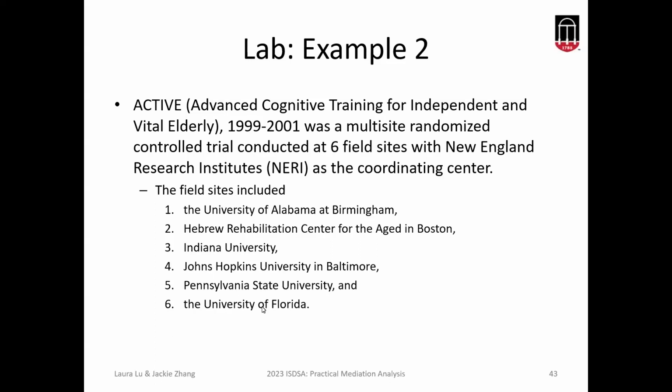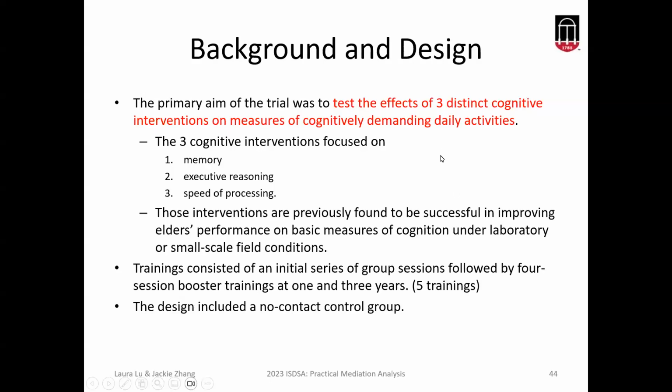It collected data from 6 sites, and it wanted to test the effect of 3 cognitive interventions on measures of cognitively demanding daily activities. So we have memory ability, reasoning ability, and speed ability. But again, we are not going to use all of these abilities. So let's look at the data set.